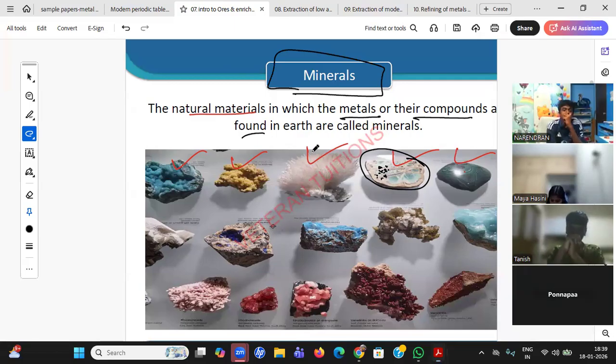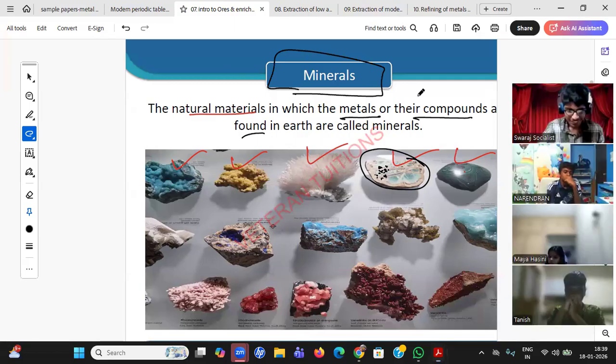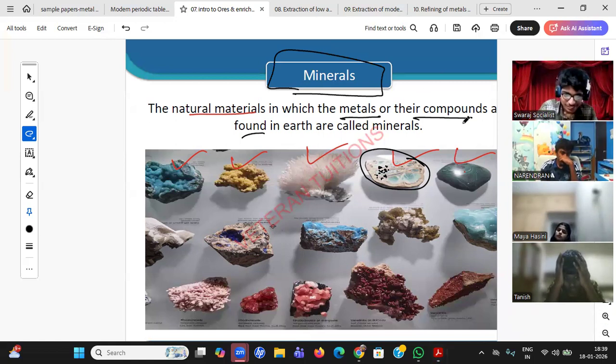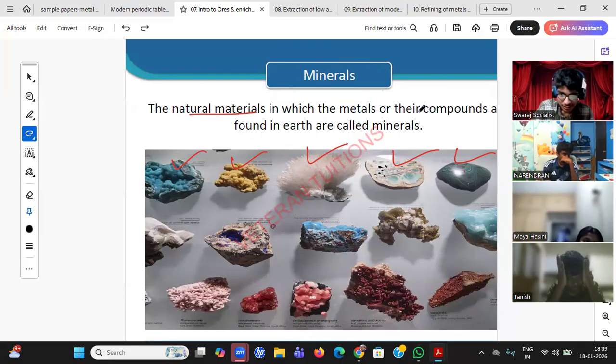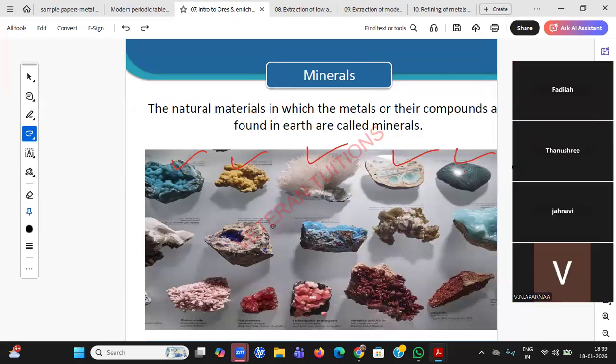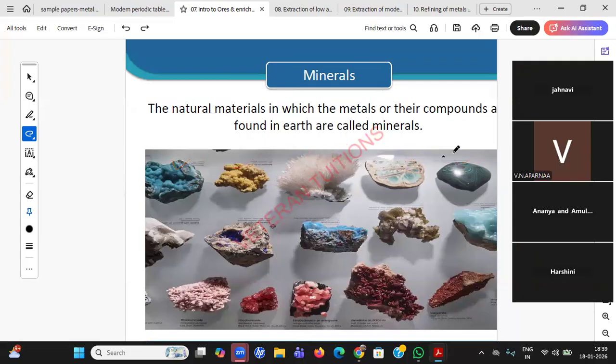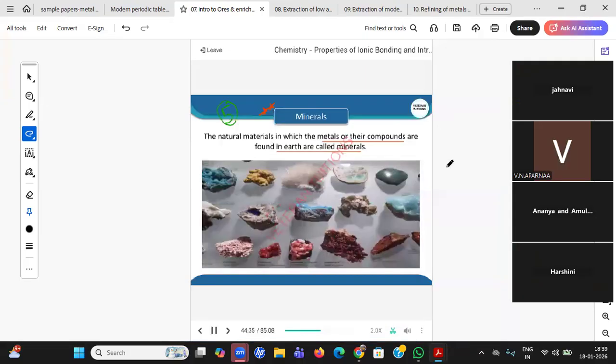Yes, Rugal, I'm unable to see your screen. Pardon? I am unable to see your screen. So I think you need to log in again. Are the others able to see? Tanish, are you able to see? Yes, sir. Okay. Jahnavi, Aparna, Tanushri, you all switched off your videos. Okay.